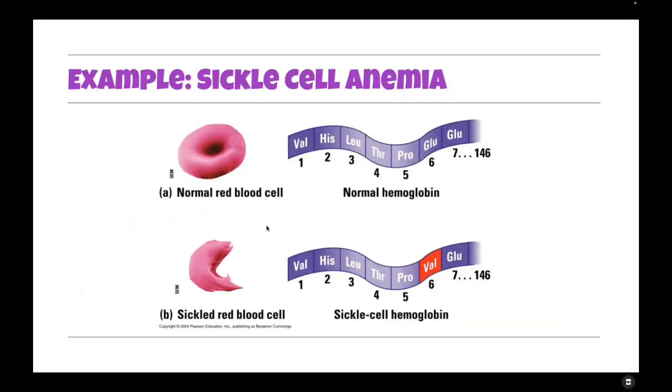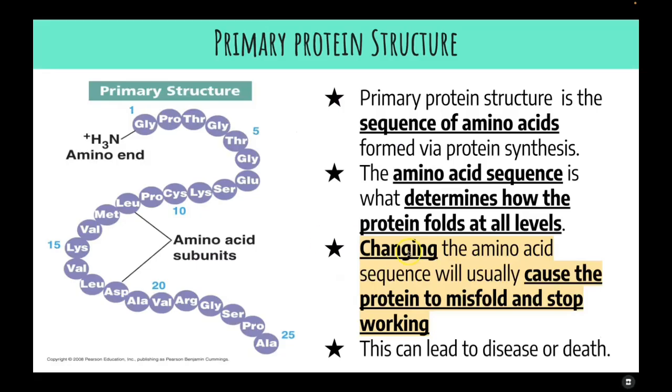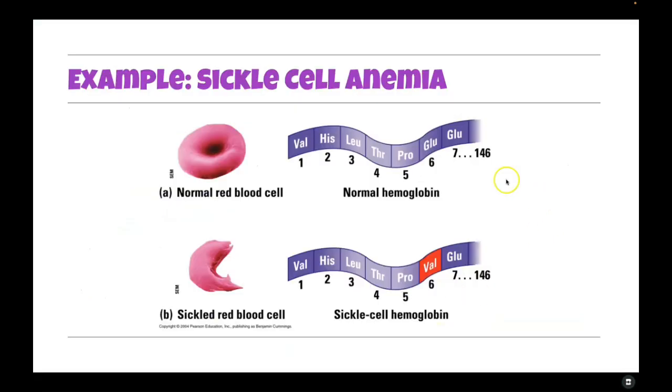An example would be sickle cell anemia. Again, we said that changing amino acids can cause disease or death. This is a very extreme example, but in sickle cell anemia, there's only one change in the amino acid. Instead of a glutamic acid, which is hydrophilic, you have a valine, which is hydrophobic. And that's going to change the folding, because remember, hydrophobic things like to be away from the aqueous solution. So it's going to fold differently than if it were hydrophilic and wanted to be near that aqueous solution. This is what causes sickle cell anemia, and it causes that sickle red blood cell.